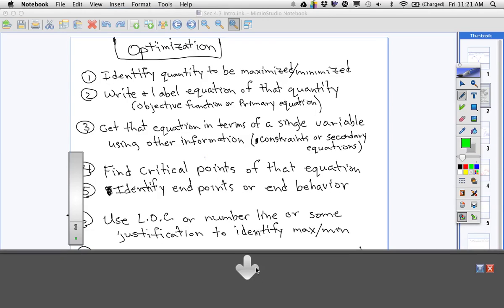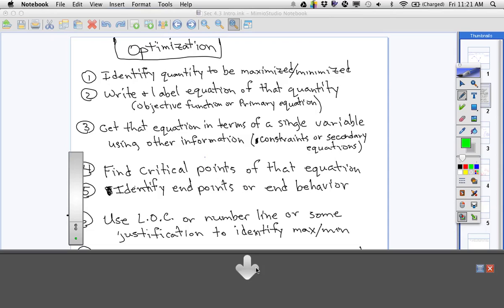All right. Then we just use our list of candidates, or a number line, or some justification to identify that it's a max or min. That was those three different things we talked about in the last problem. You can use a number line, you can talk about the end behavior, you can do a list of candidates.